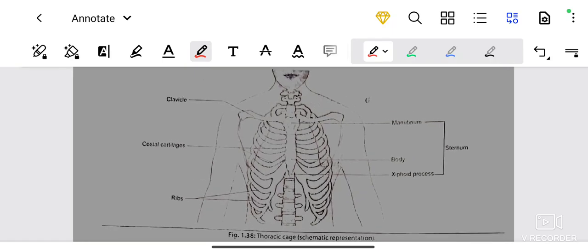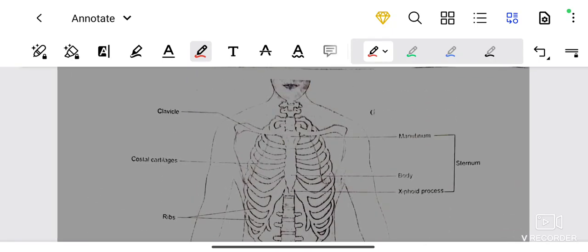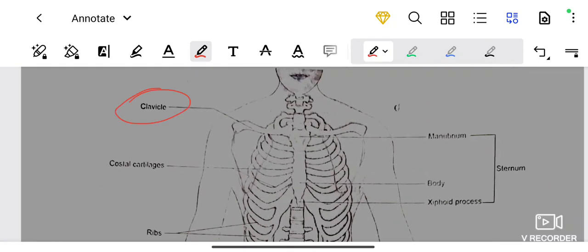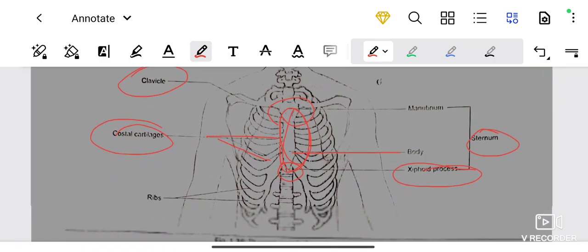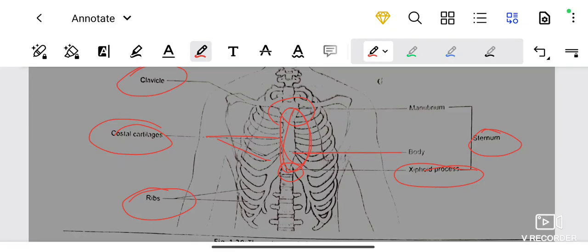In that thoracic cage you can see the clavicle, the collarbone, and costal cartilage. One sternum will be present. In the sternum, we will discuss the upper portion, which is called the manubrium, the lower portion, the xiphoid process, and the remaining part, the body of the sternum. Ribs will be present; here 12 pairs of ribs are present.